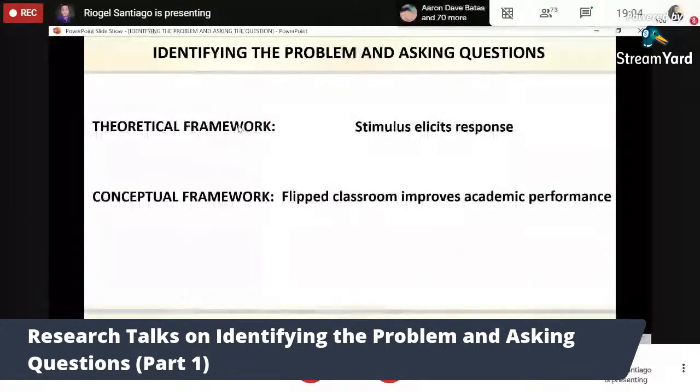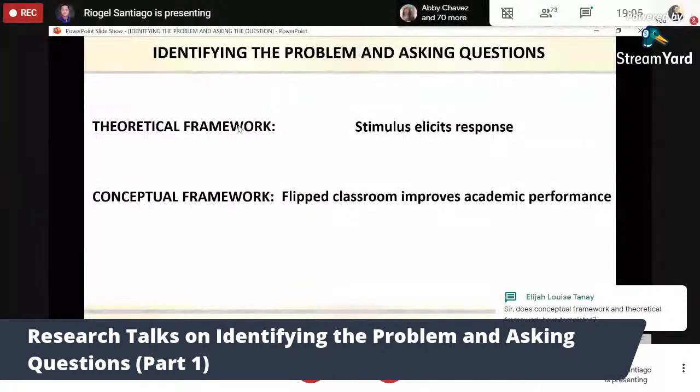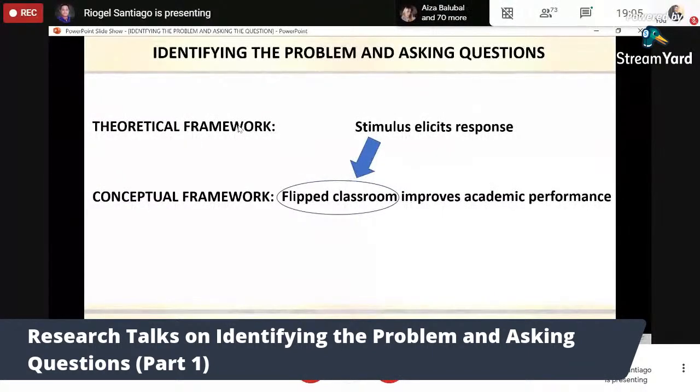Pag sa theory, at meron tayong response. Pero pag into a certain concept, ano yung stimulus dyan? We have here the flip classroom. At ano naman yung response doon sa certain stimulus or stimuli? Academic performance.